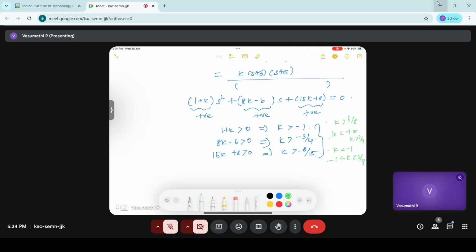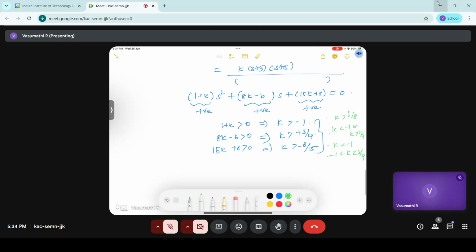Excuse me, ma'am. Yeah. Isn't it k greater than 3 by 4? Okay, okay, yeah. There is a minus here, right? Okay, I made a mistake. From this, now tell me what could be the best possible option.